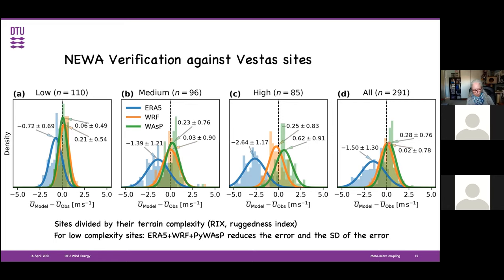WASP, you actually reduce your spread a little bit, but you increase your bias. And you can understand this because, for example, in some of the cases where the terrain is very complex, of course, WASP was not designed for that kind of application. So you really increase the error, you overestimate the wind speed over any of these very complex sites. But we were happy to see that at least in the low complexity sites, we were really decreasing the spread. And that's what we were after. We are not claiming that WASP can simulate any of these very complex sites by any means.